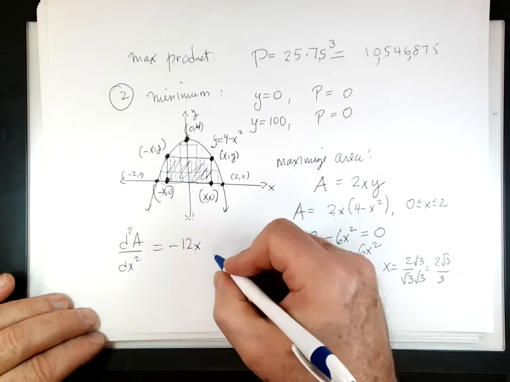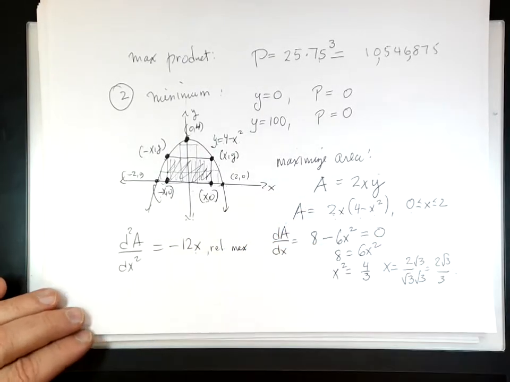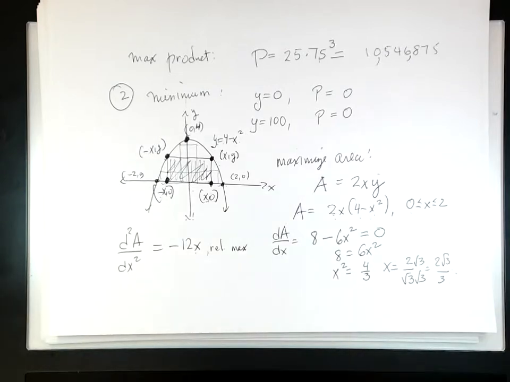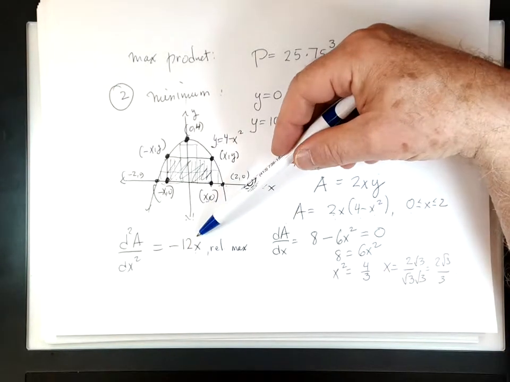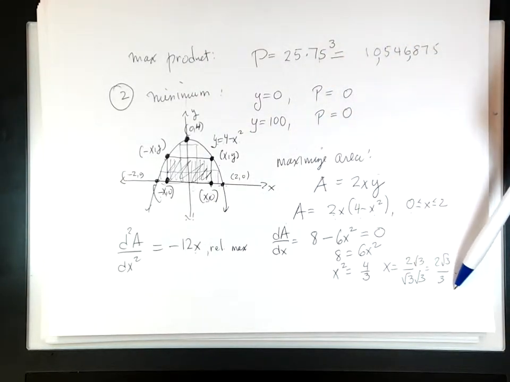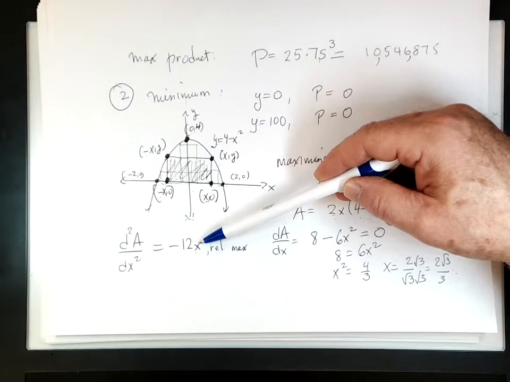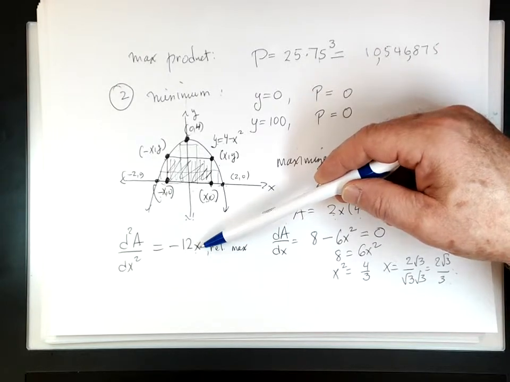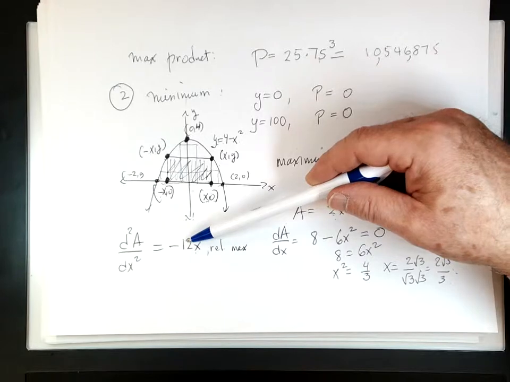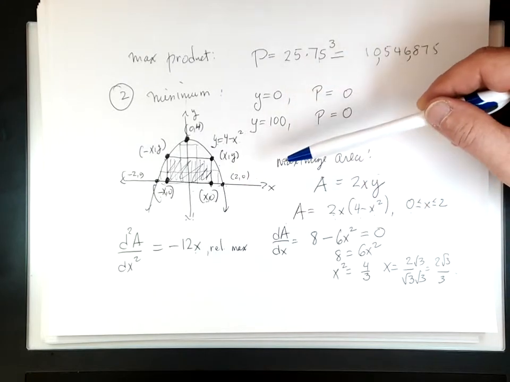Go ahead. Can you repeat that last part? The second derivative is negative 12x. You put the x in there. When x is 2 square root of 3 over 3, substitute it in for x, you get a negative value. And that tells you the curve is concave down, and we have a relative maximum. That's what we're looking for.